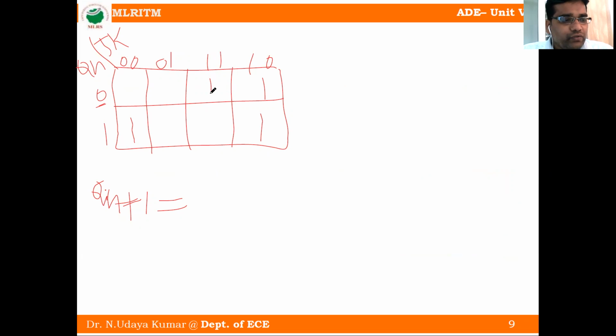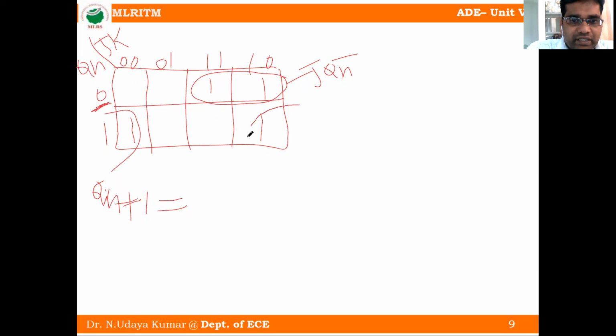Now we will map. So first, this is the possibility to map these two cells. So what do we get? 0 is the common. 0 means Qn bar. From this we got Qn bar, and what is the common term here? Here 1, here 1. That means J. So J Qn bar. This one 0 means it is bar. J Qn bar.